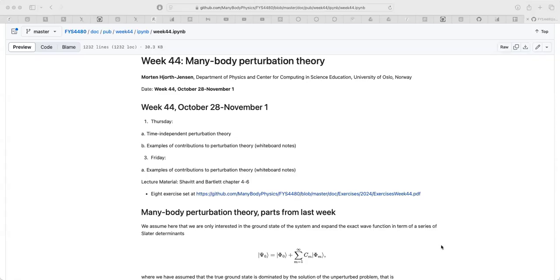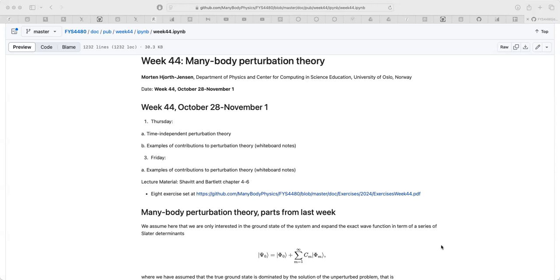Welcome back, everybody. And as you can see from the slides here, the topic this week is many-body perturbation theory, which is one of our first approximations. It's a widely popular one beyond Hartree-Fock.